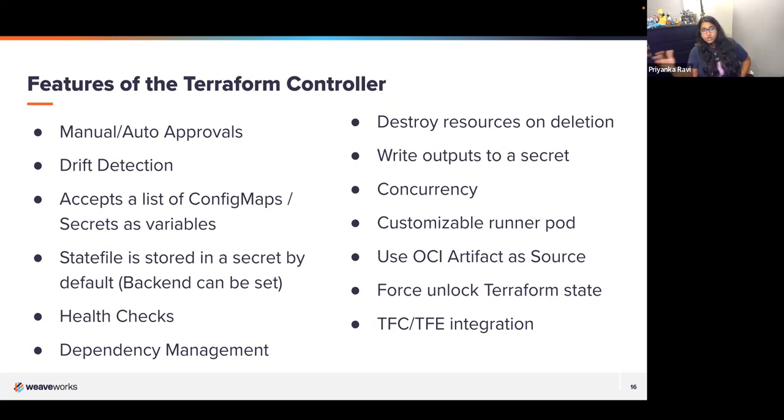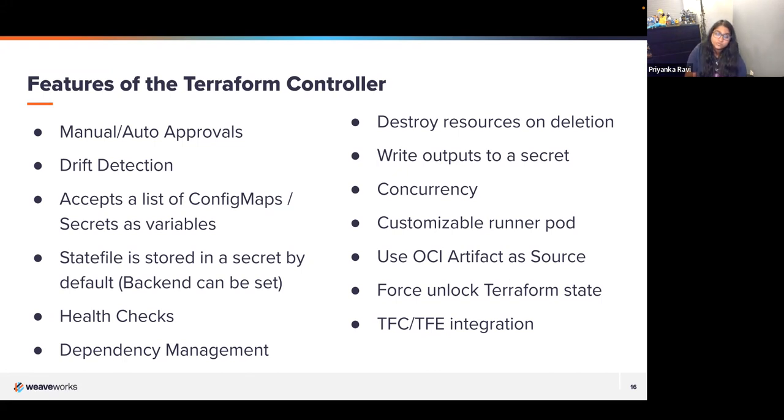If you need more Terraform modules to be run synchronously, you can actually customize them to include a specific image or whatever you needed to customize in the runner pod as well. And then also, you can use OCI artifacts as a source. Flux added that earlier this year, so Terraform controller was quick to follow, adding OCI support as well. And then you can force unlock the Terraform state if you find yourself in that situation.